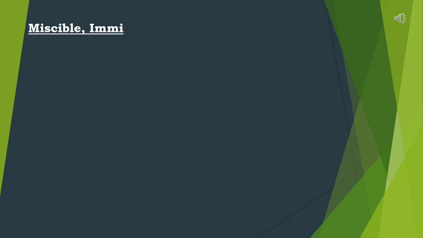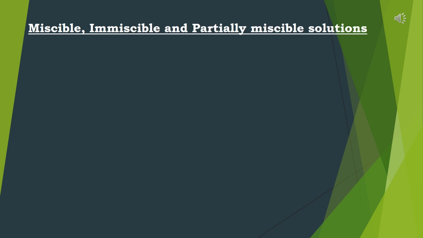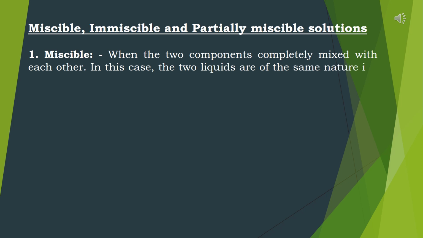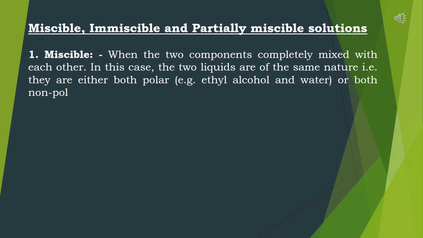Depending upon the solubility of two components in one another, solution can be of three types. First is miscible solution. When the two components completely mix with each other, in this case the two liquids are of the same nature, that is they are either both polar, for example ethyl alcohol and water, or both non-polar in nature, for example benzene and hexane.